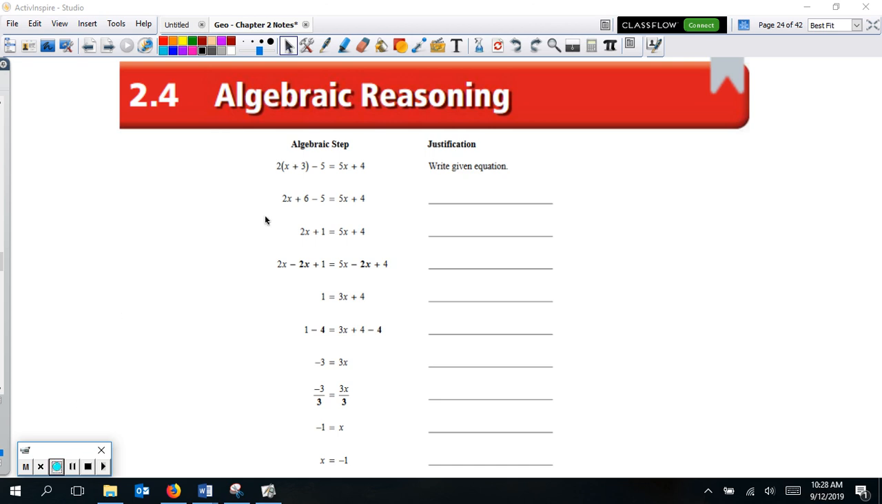Okay, so let's go over this. So we're going to get rid of the parentheses on this one here. So your given statement has parentheses in it. And so then we get rid of them. So that's the distributive property. We should be familiar with that one. So just distributive property on the first line.